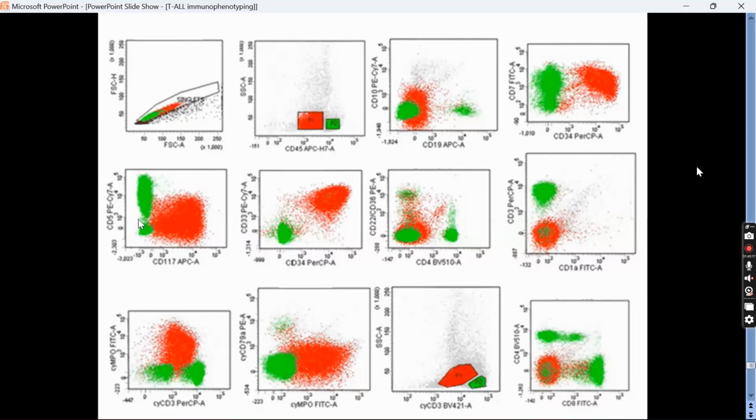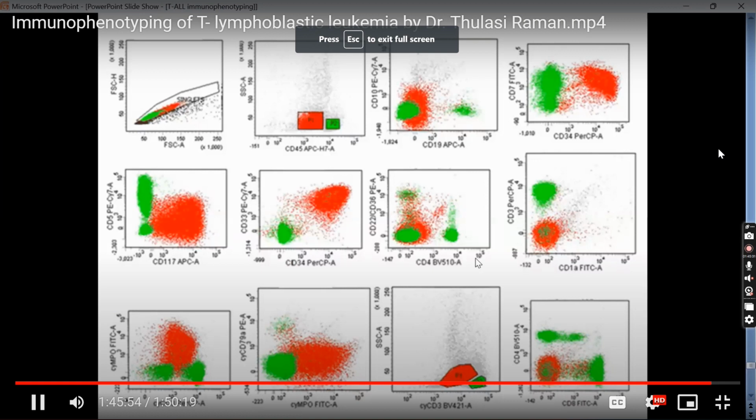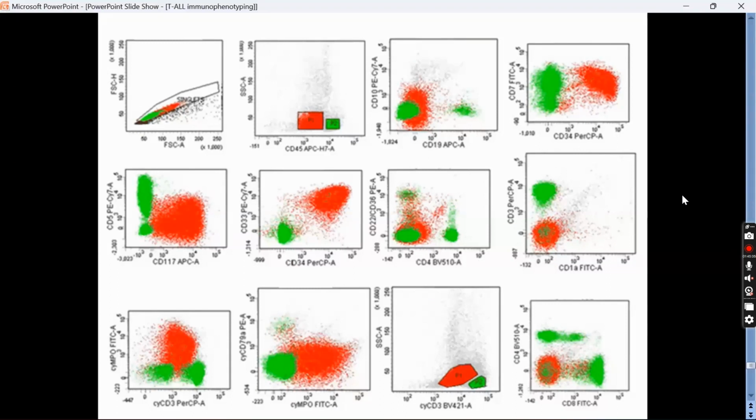Correct. Superb. So CD5 is dim to negative. Now cyto CD3 is the marker to help us. Cyto CD3 is there below this CD5 and it is touching the lymphoid population. Sorry, come again, please. Cyto CD3 is below the CD5 graph. Yeah, very good. Sorry, I didn't see it touching the population. It's touching the population.